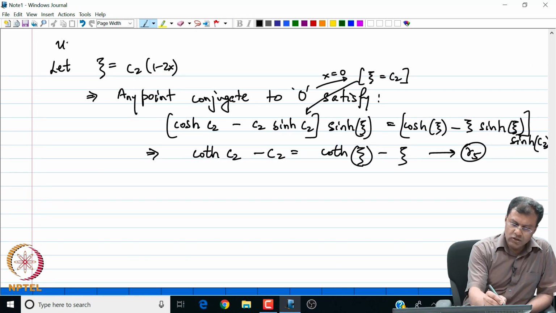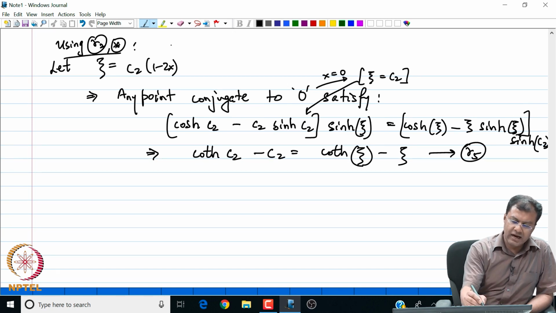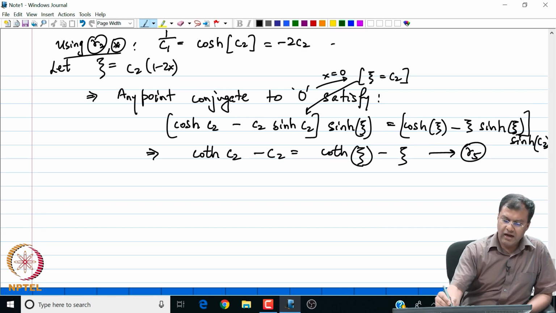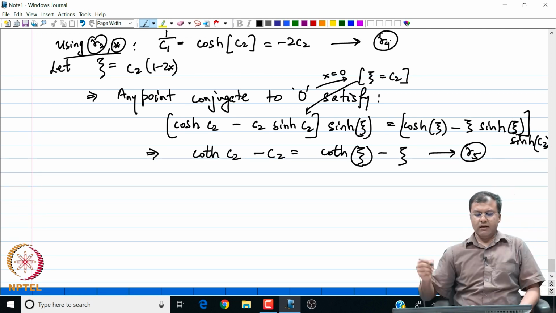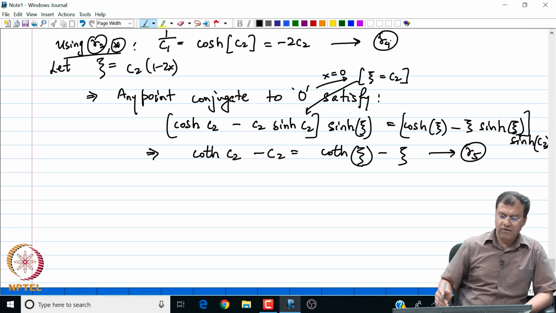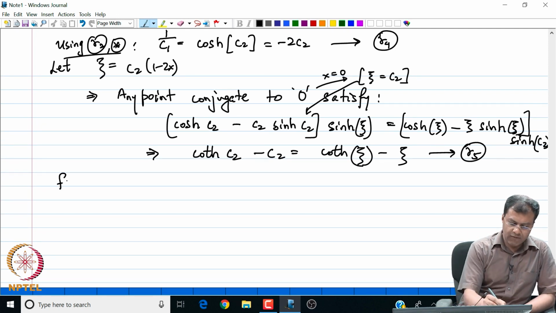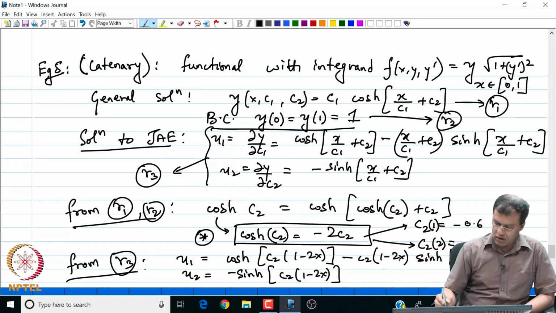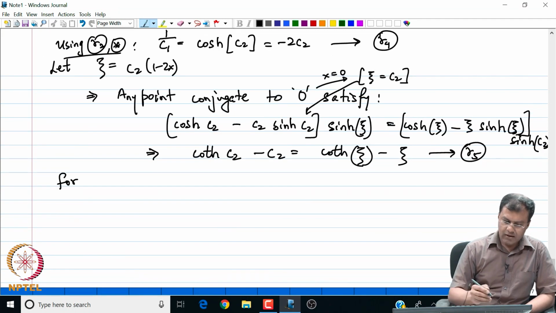So, let me say that using R2 and my star, I can see that my C1 satisfies the following. So, 1 over C1 is cosh of C2, which is minus 2 C2, and I call this result R4, right. So, that is the relation between C1 and C2. So, we see that R4 itself has two solutions that we have mentioned, and for a fixed C2, let me say that for my first solution, I am talking about now star, right.